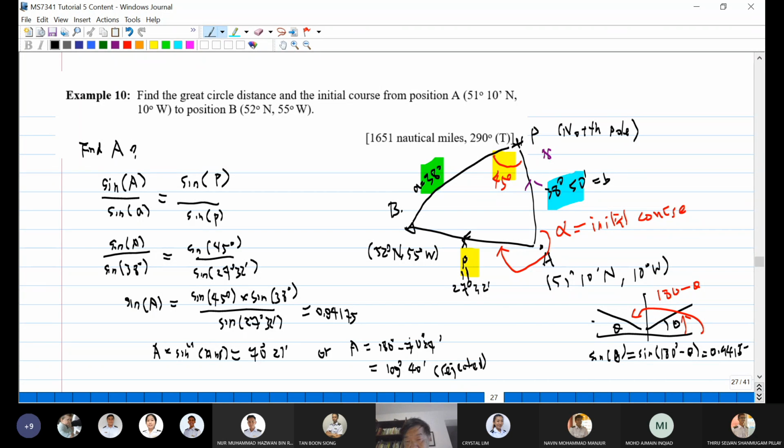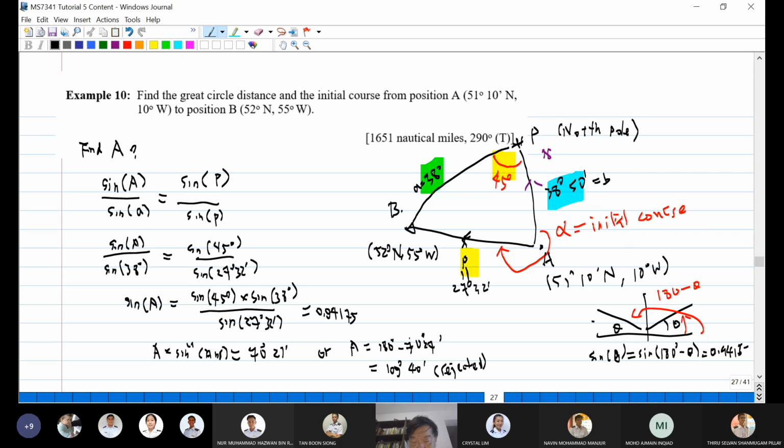So why is it rejected here? A cannot be so big, right? Because of 45 degrees, 109 degrees is too big. It is disproportional, right? By looking at this 45 degrees and 27 degrees 32 minutes only, 109 is much bigger already. So we check this number.